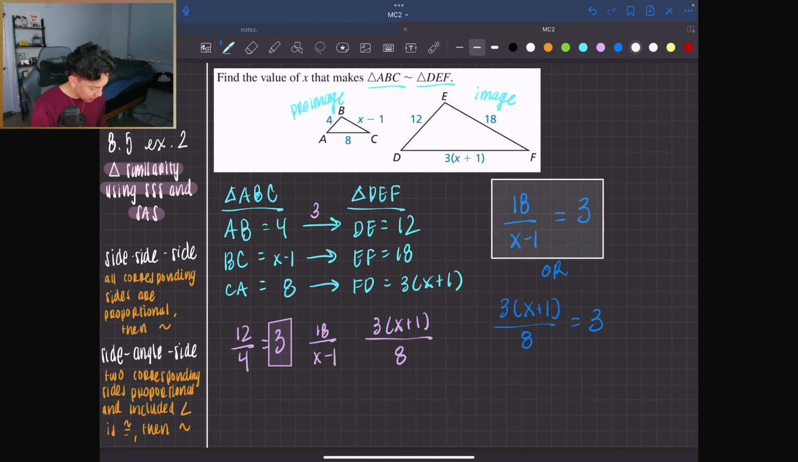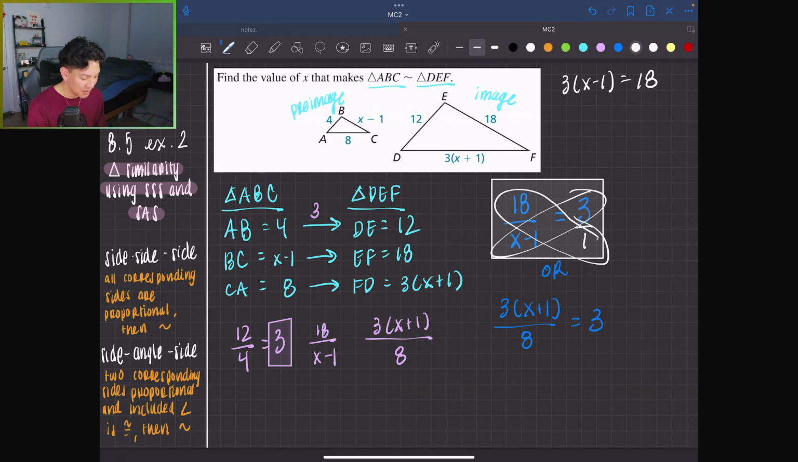So we can just cross multiply. 3 is the same thing as 3 over 1. When we cross multiply, what are we going to get? We're going to get 3 times x minus 1 equals 18. Now we're just going to solve for the variable x. We're going to distribute this 3. So now this becomes 3x minus 3 equals 18. What are we going to do to both sides? We're going to add 3. So 3x equals 21. Then we're going to divide both sides by 3 to isolate the variable x. So x equals 7.